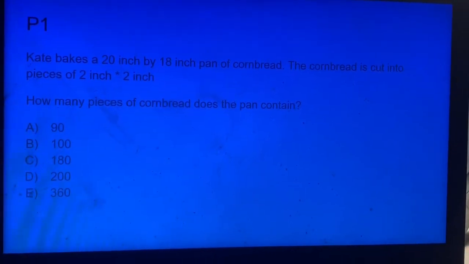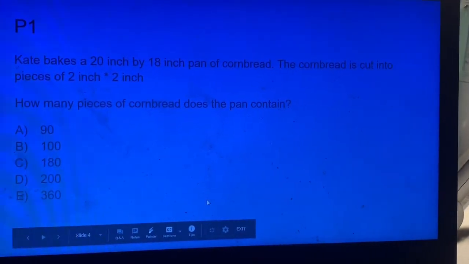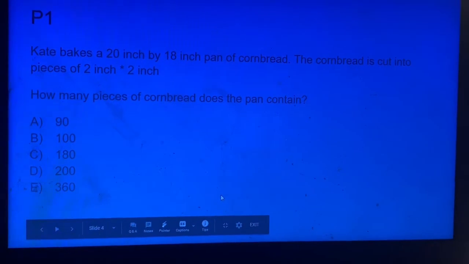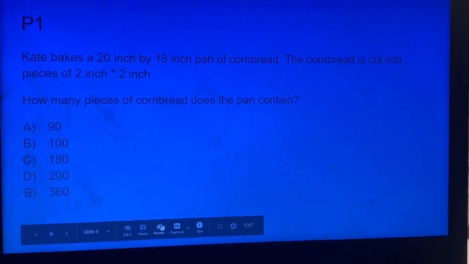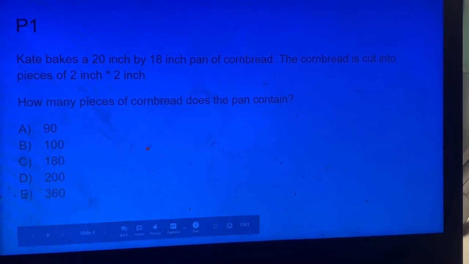Problem 1. Kate bakes a 20-inch by 18-inch pan of cornbread. The cornbread is cut into pieces of 2-inch by 2-inch. How many pieces of cornbread does the pan contain?